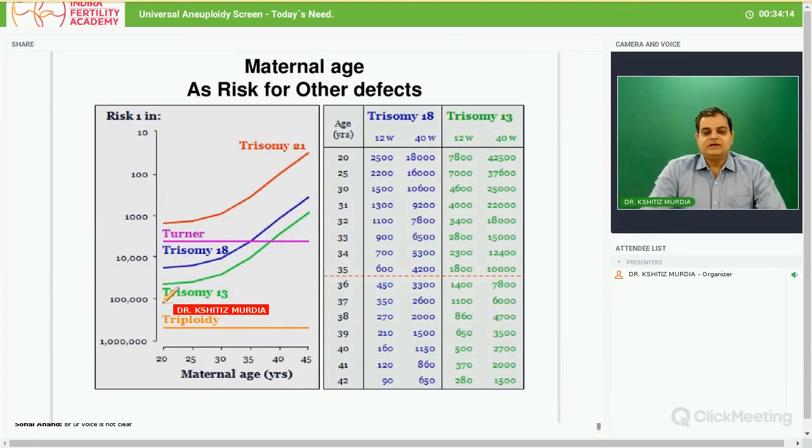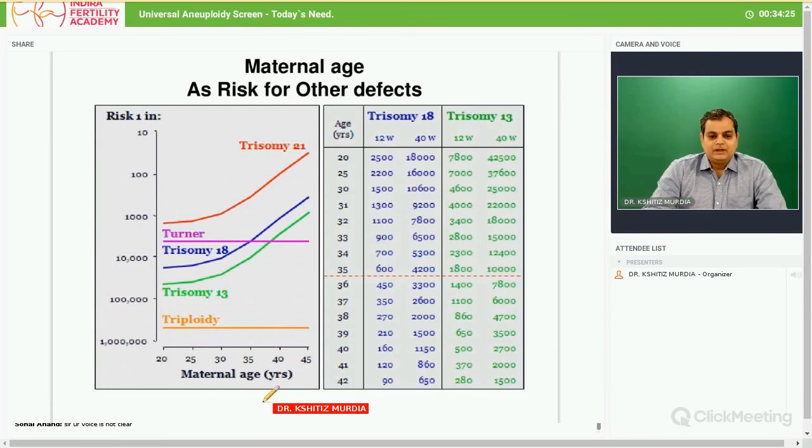As you can make out in this table and graph, the risk for trisomy 21, 18, and 13 increases with the increase in maternal age, but triploidy and Turner syndrome don't.